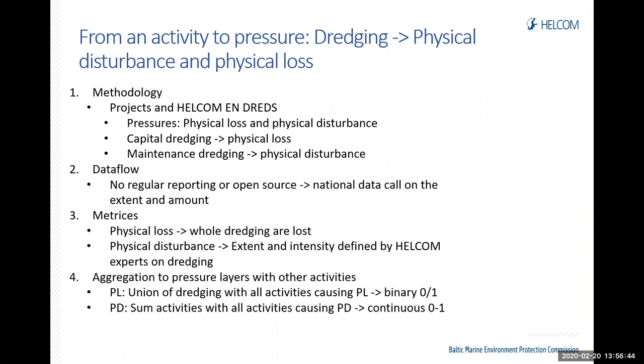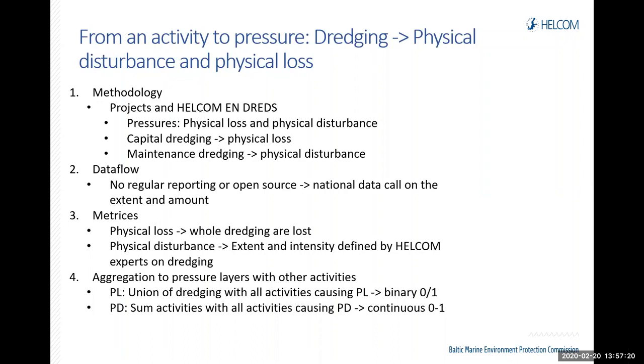So then you need to decide the actual metrics. For physical loss, it's rather simple. It's also binary, so it's either lost or not, and the whole area is considered as loss. For disturbance, the extent and intensity were taken into account, so there were certain buffers, and the intensity was based on the amount of dredged material. These buffers and intensity considerations were made by the project and then the expert network.